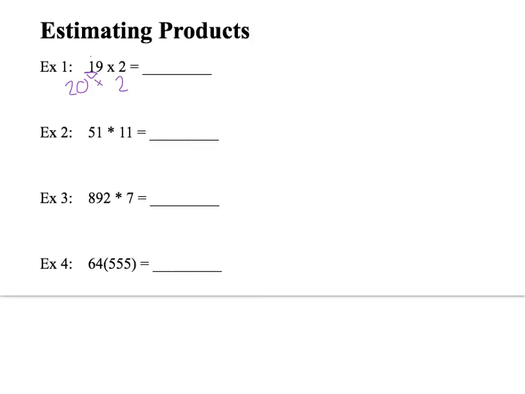Multiply the two numbers, and we can use that little trick we talked about. 2 times 2 is 4, and then we have exactly 1 zero between the two numbers, so our estimate would be about 40.